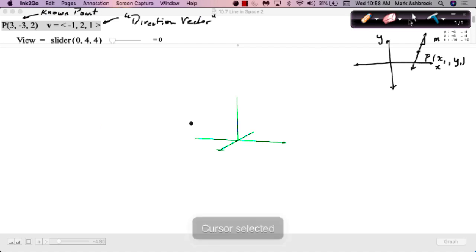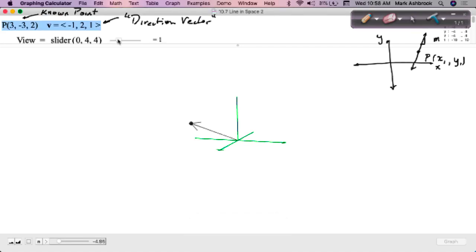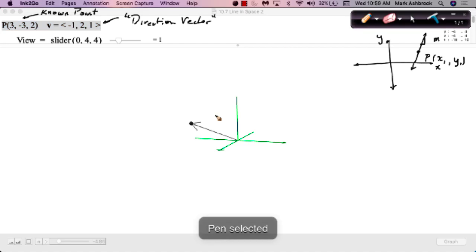So what we're going to do first is consider our known point. What vector is this? What do we call this? This vector is in, remember, standard position. It's the standard position vector that ends up at our known point. So what vector is that? Is that the vector negative 1, 2, 1? No, what vector is that? 3, negative 3, 2. Right?